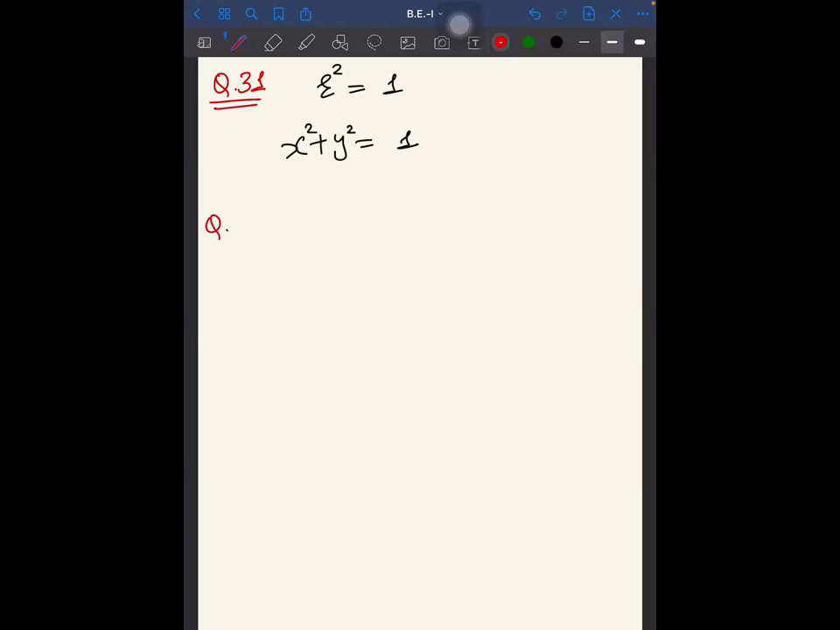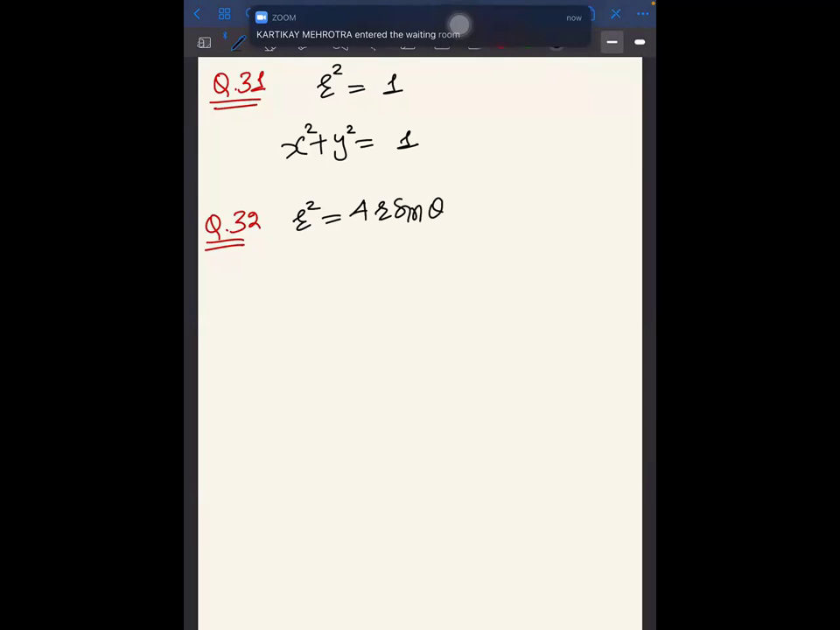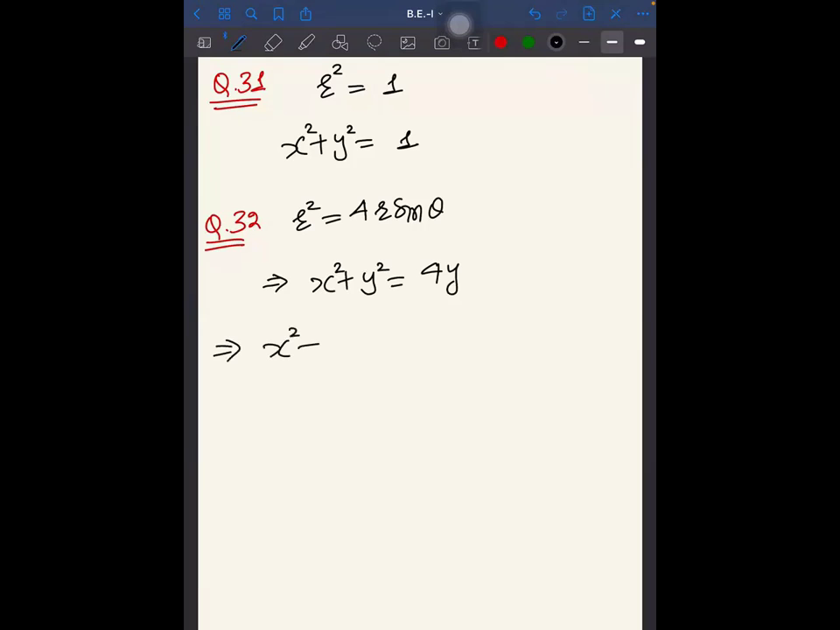Okay, so next is, let's say, question number 32, and that is r square is equal to 4r sin theta. Can anybody tell me what this is? Sir, x square plus y square equals 4y. Yes, 4y. So basically it is a circle with a shifted kind of center.